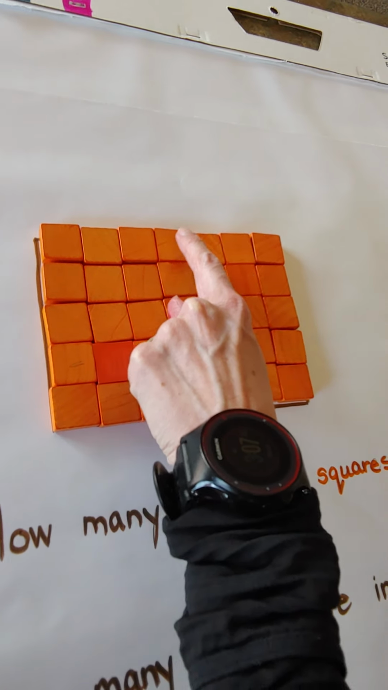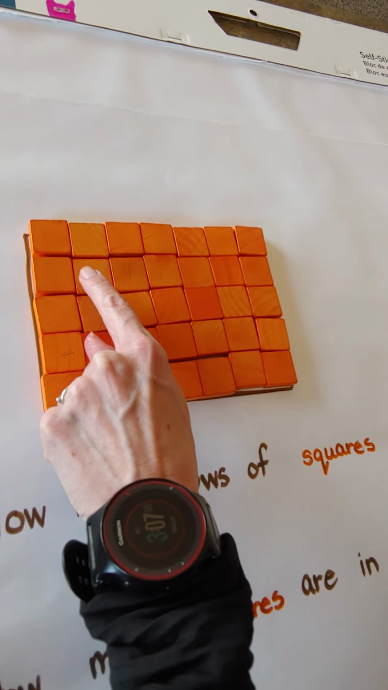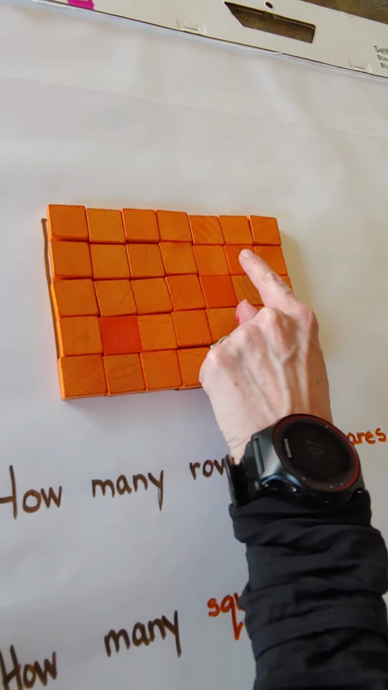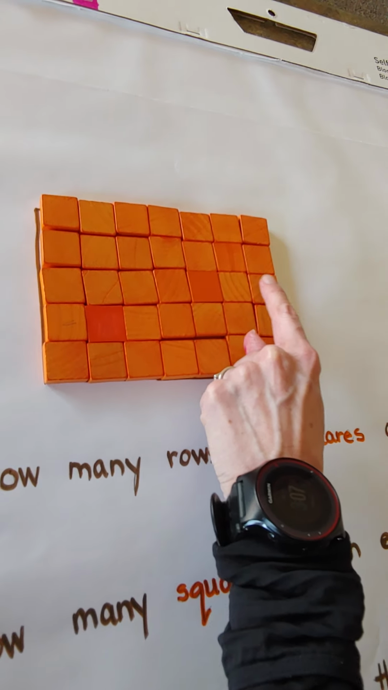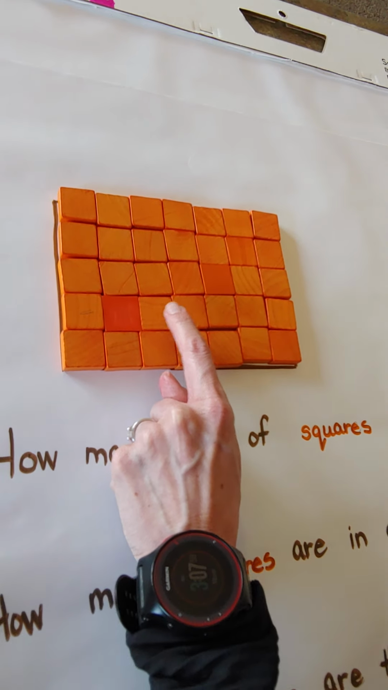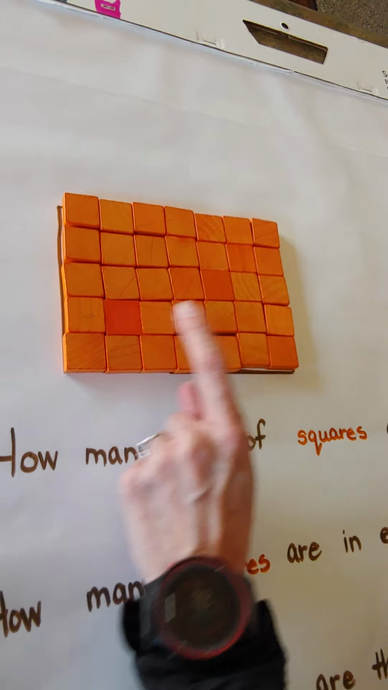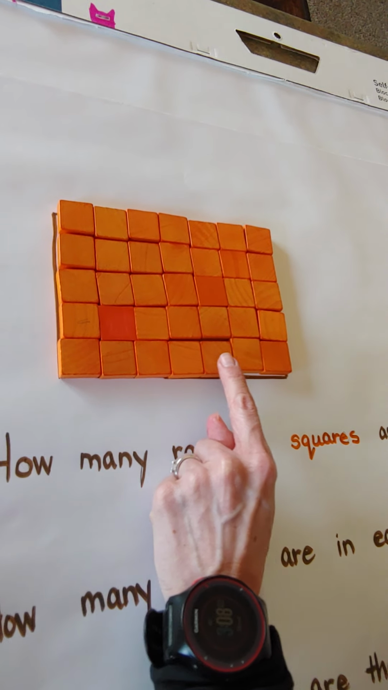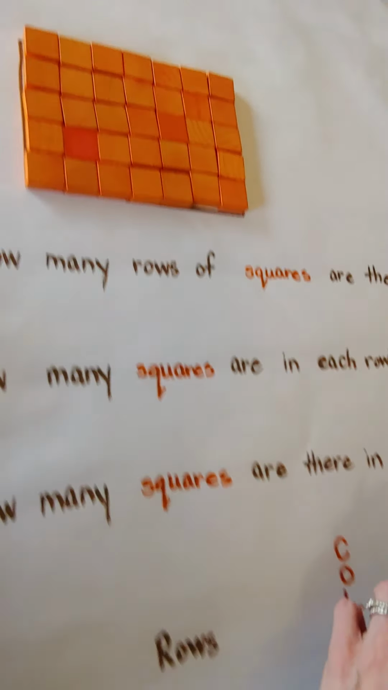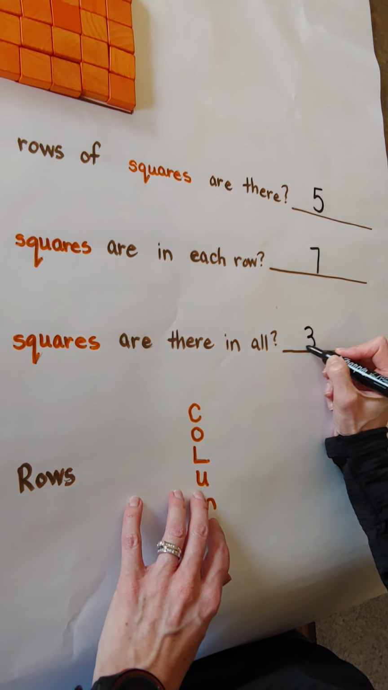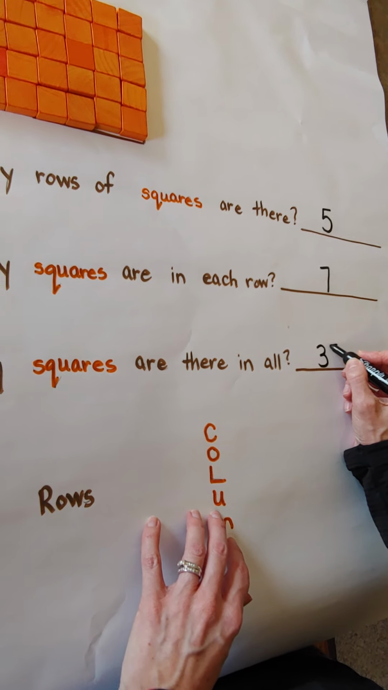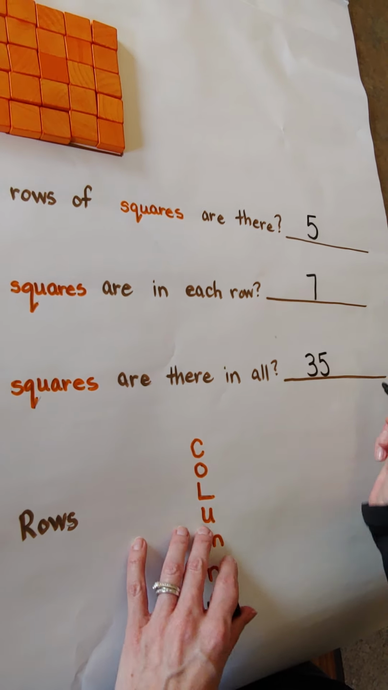1, 2, 3, 4, 5, 6, 7, 8, 9, 10, 11, 12, 13, 14, 15, 16, 17, 18, 19, 20, 21, 22, 23, 24, 25, 26, 27, 28, 29, 30, 31, 32, 33, 34, 35. You were right, friends. There are 35 squares in all. Some of you might be thinking, well, I know that 7 times 5 is 35.